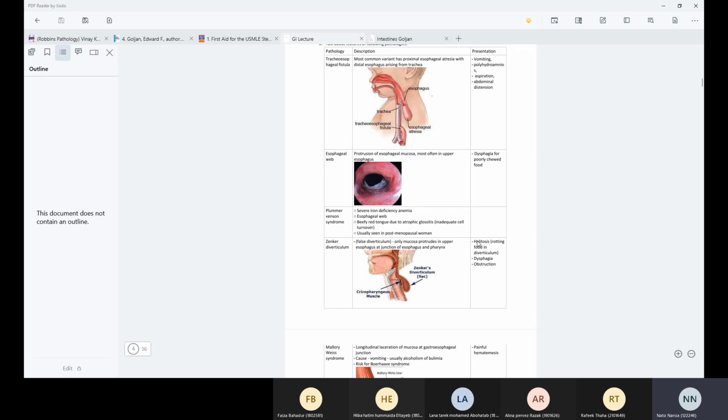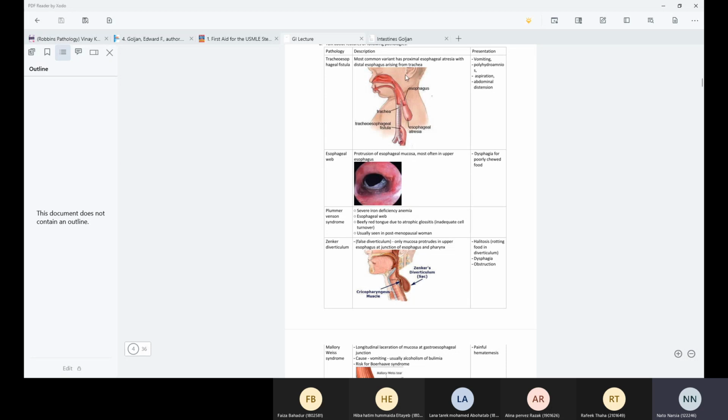Halitosis is bad breath, okay? Rotting food in the diverticulum usually gives terrible breath. Dysphagia, for some reason, they have dysphagia as well, and you might have obstructions, okay? It depends on the location and grade of this diverticulum, how big or how small it is. So halitosis is more common, definitely halitosis you should find.